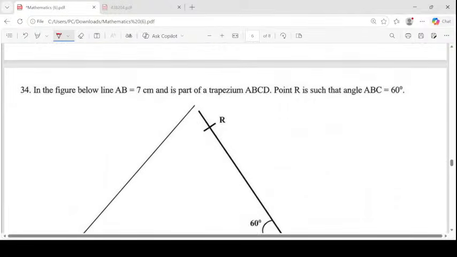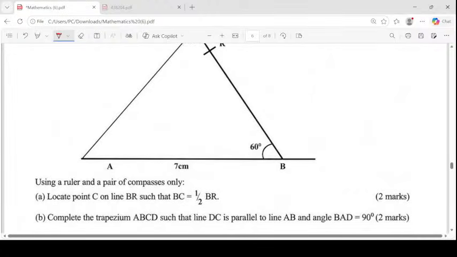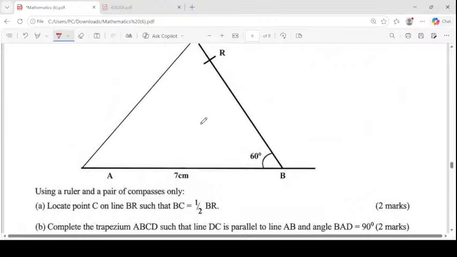Question 34. In the figure below, line AB is 7 centimeters and is part of a trapezium ABCD. Point R is such that the angle ABC is 60 degrees. The angle at B is 60 degrees. Using a ruler and a pair of compasses only, part A, locate point C on BR such that BC is a half of BR.